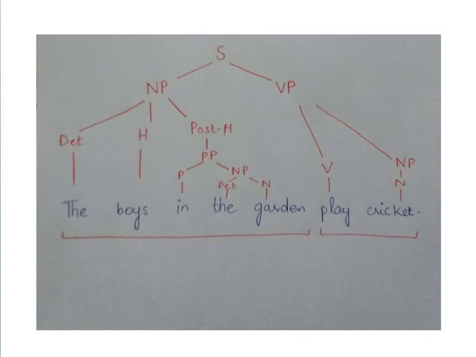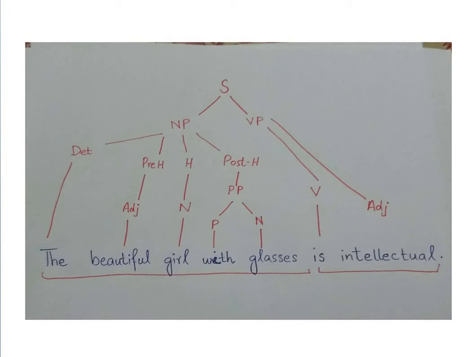Let's take another example. The beautiful girl with glasses is intellectual. So again X bar P represents NP and VP. We have just changed the lexical category. X is variable, we can change the value of X. Here we put the noun, here we put the verb, and then it becomes the noun phrase and verb phrase.